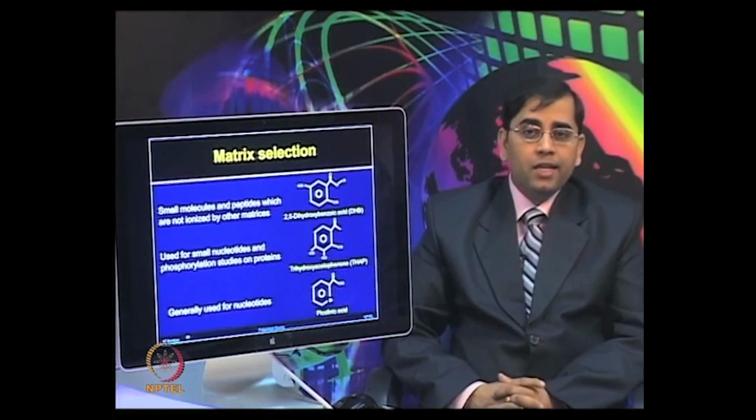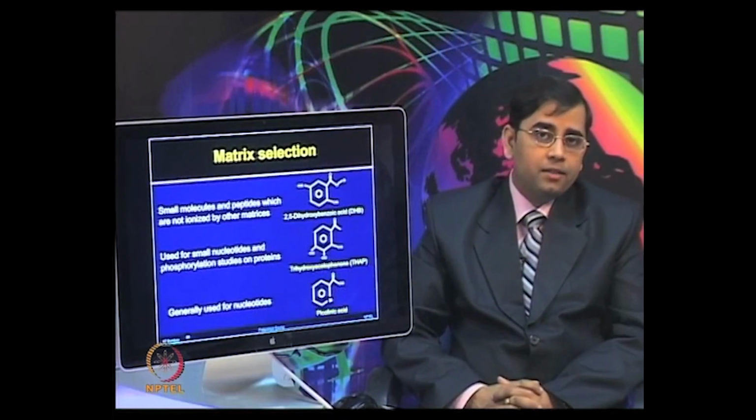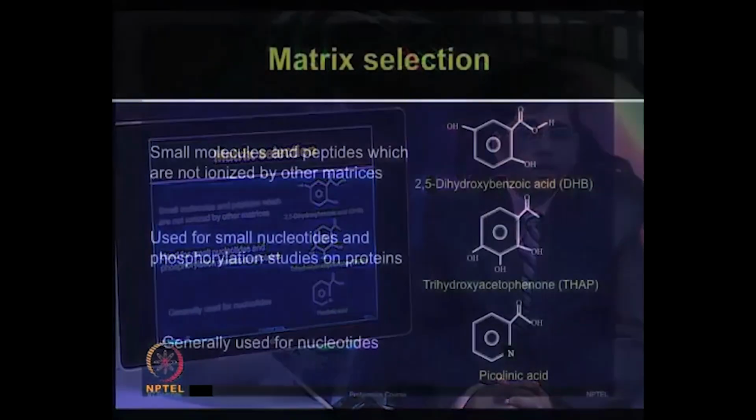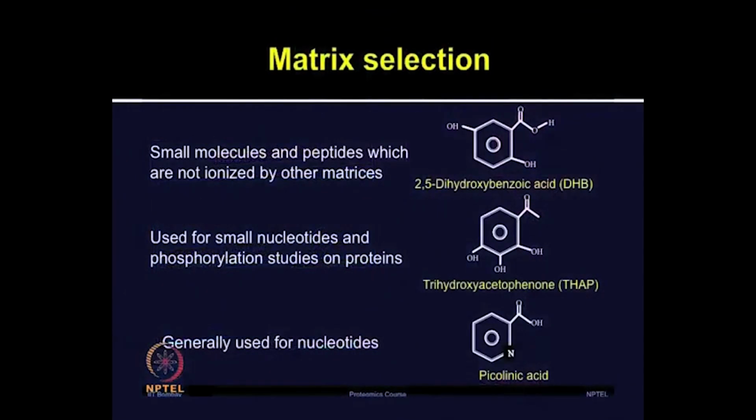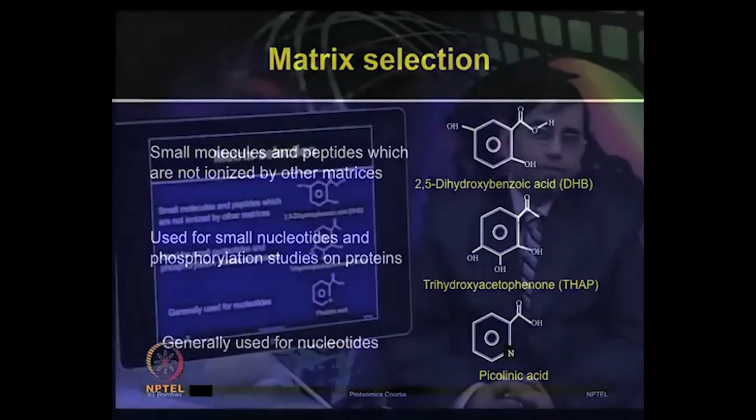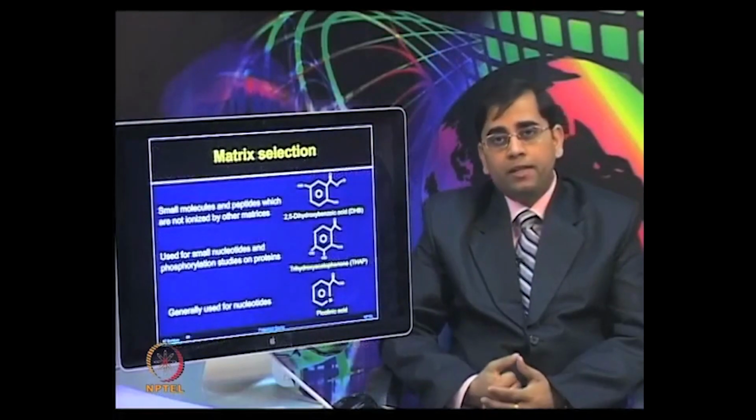Then you have options such as 2,5-dihydroxybenzoic acid, also known as DHB. Small molecules and peptides which are not ionized by the other matrices can be analyzed by using this matrix. Trihydroxyacetophenone, THAP, is used for small nucleotides and also for phosphorylation and specialized applications. Then we have picolinic acid, which is generally used for nucleotides.